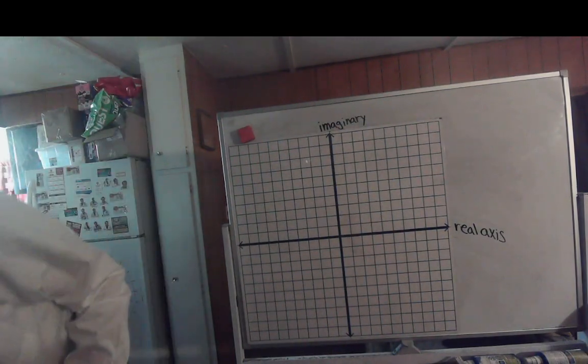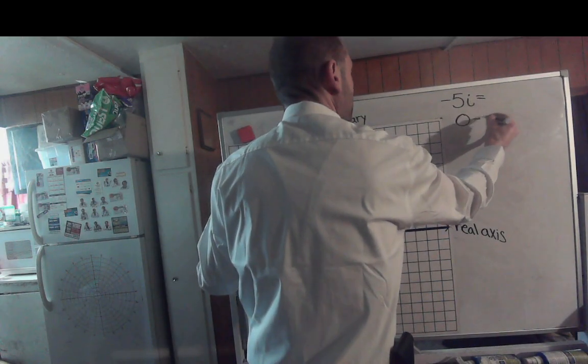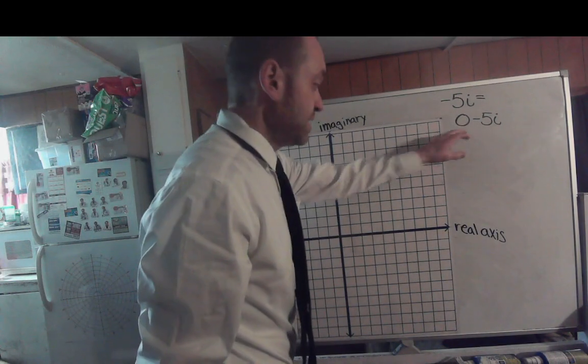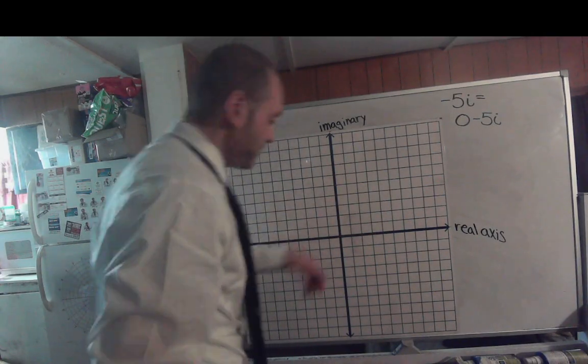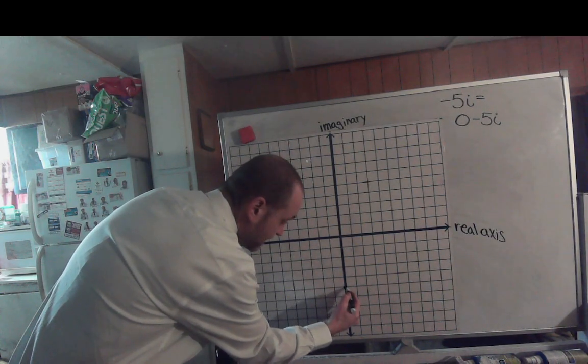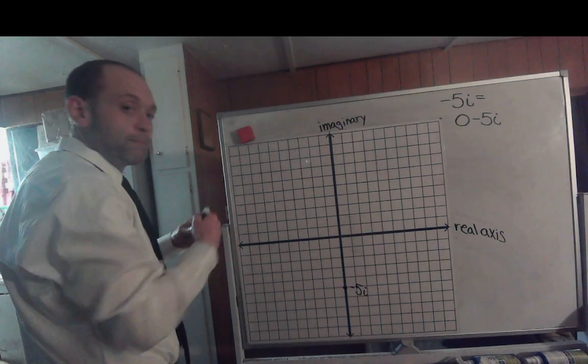Now, let's change this a bit. Let's say I'm going to plot -5i. I'm just given an imaginary number to plot. Isn't that the same thing as saying 0 minus 5i for the full form of the standard complex number? So this time I'm going 0 on the real, but I'm going down 5 on the imaginary. So -5i would be down here. There's my -5i.